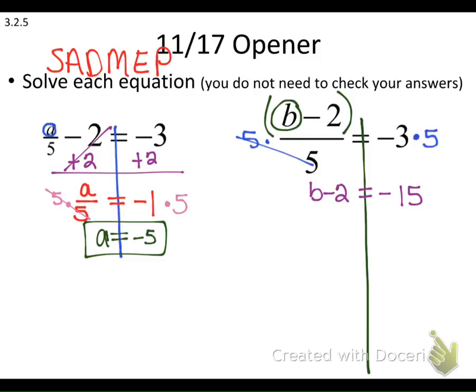Then you're to a one-step equation. How do I get the B by itself, Jemiah? I'm going to add 2. So my B's cancel. Left side, I bring down my B. My equal sign, Devontae, negative 15 plus 2. Perfect.